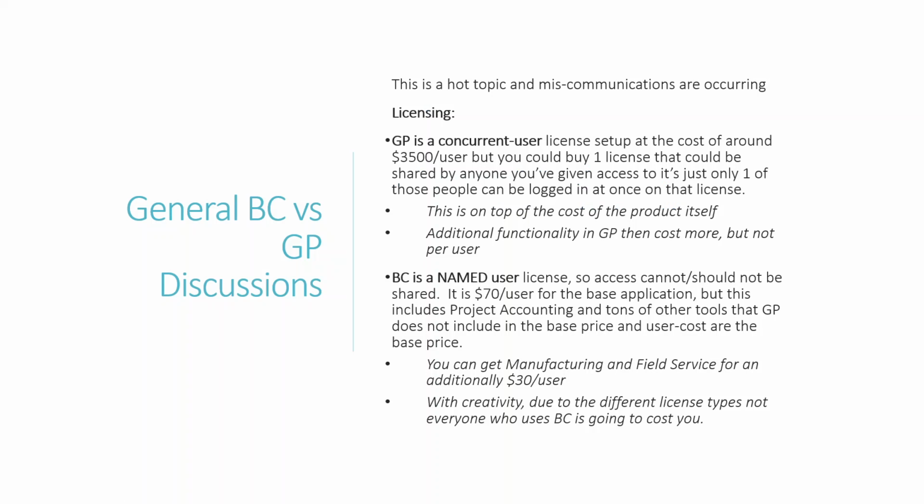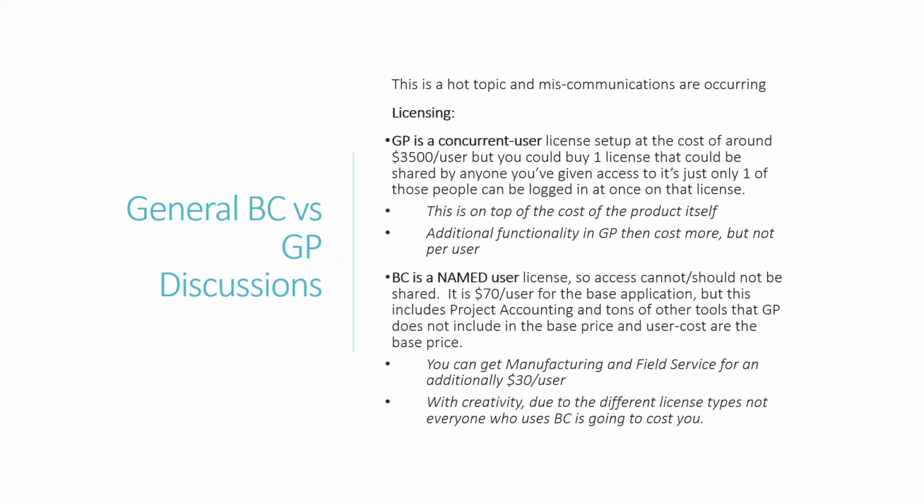One, let's talk about licensing and the differences there. GP is a concurrent user license. Each user license costs around $3,500 a user, but because of its concurrent licensing, you can buy 5 users, but then you can set up hundreds of users. It's just that only 5 of those users at a time can be in GP.